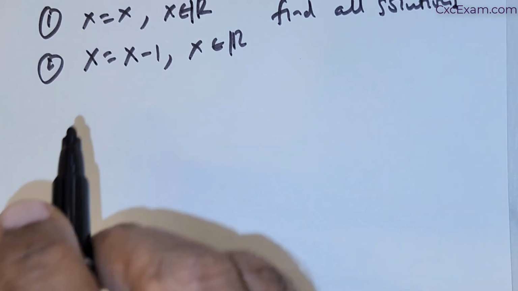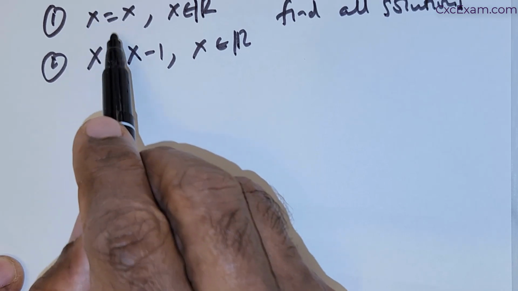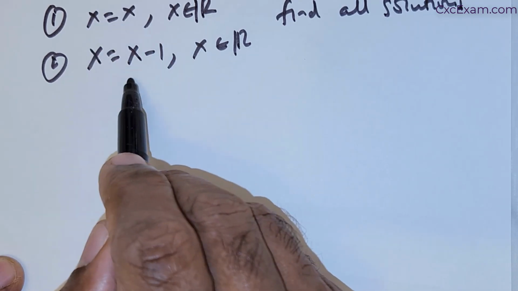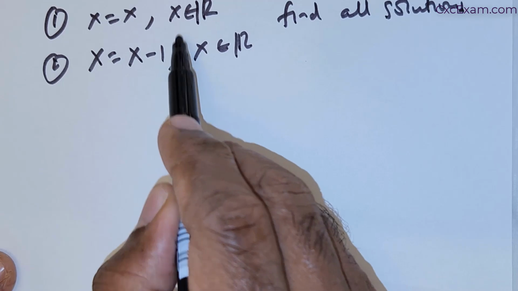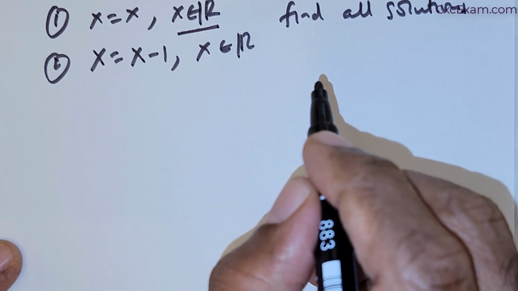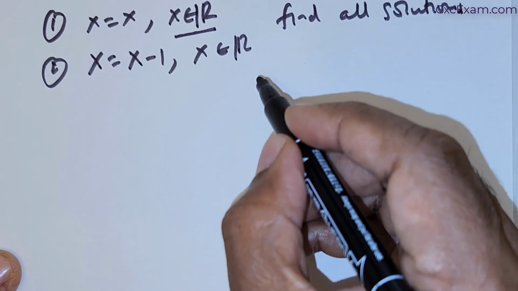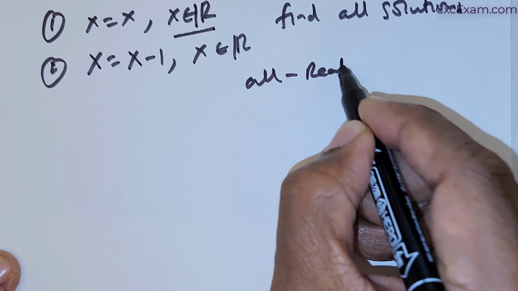Good day everybody, we've been given this question. Two systems are there: x = x and x = x - 1. For both these systems, x takes all values over the real numbers, or I would say over the real field. Meaning all real numbers. That's the understanding of this.